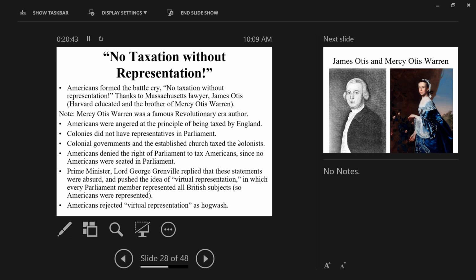So, Americans were under the principle of being taxed by England. Colonies did not, as you pointed out earlier, have representation in Parliament. But here is an important takeaway. Do they really want representation in Parliament? No. Why do they need representation 3,000 miles away? Think about it. How long is it going to take you to get your representative back to England?